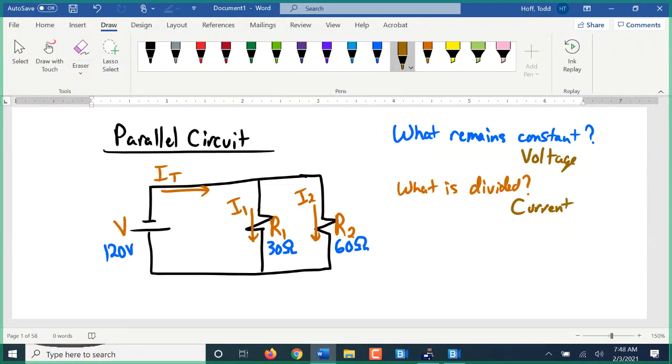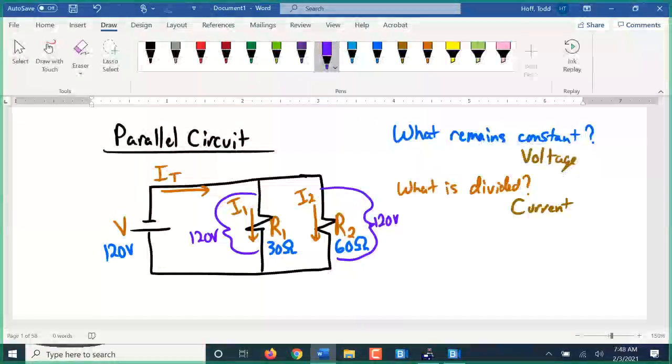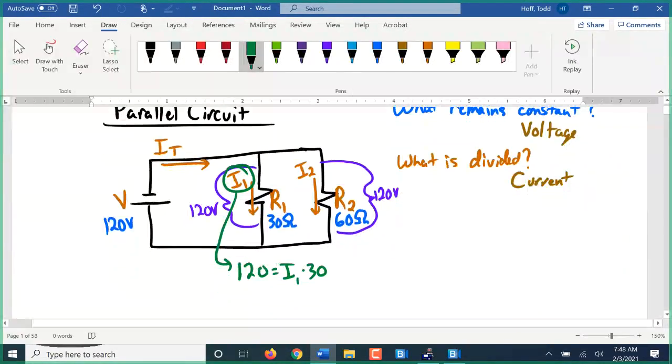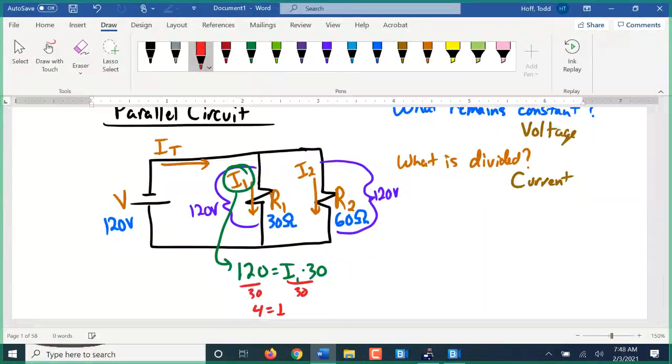This voltage across here, 120 volts. Across here will also be 120 volts. Which means this current, 120 volts equals I1 times 30. How do we solve for I? Divide by 30. 4 equals I1. So this is 4 amps of current here.